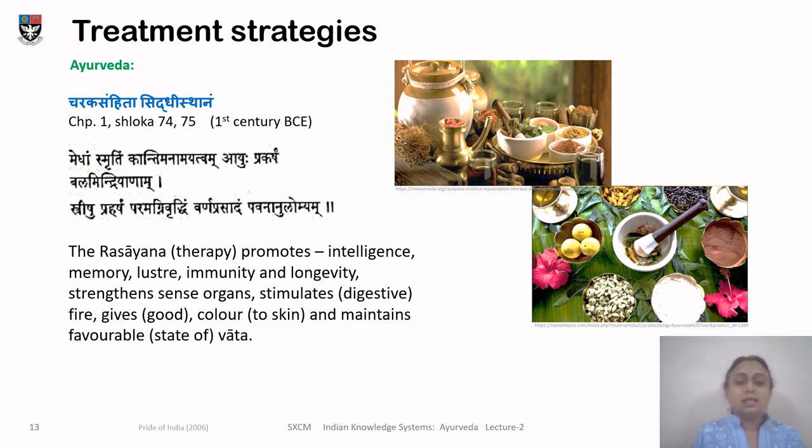So it says that this Rasayana therapy promotes intelligence, it boosts memory, it boosts immunity, it increases the lifespan, it increases longevity. It strengthens the sense organs, stimulates the digestive fire that has been weakened with old age. It imparts good color to the skin, maintains skin health, overall health. It's an indication of overall health, and maintains a favorable state of vata. So similarly, different treatment strategies in detail have been outlined in these ancient texts along with their benefits and how to undergo those treatments.